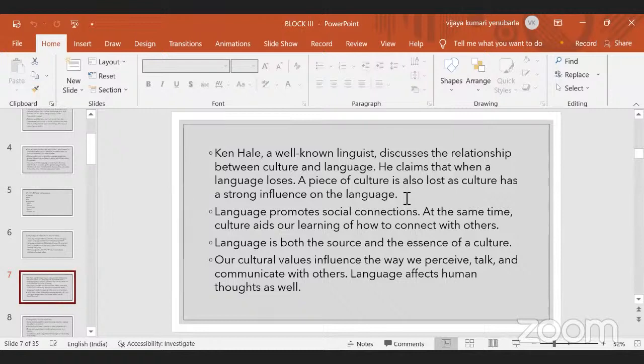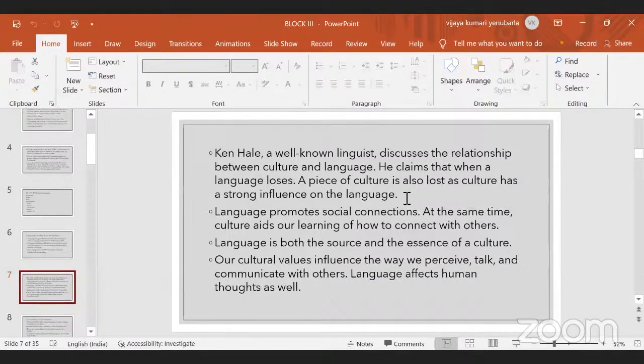Without language, we cannot communicate, no doubt. So by using this language, we are communicating and promoting connections. And culture aids us. Aids means help. Culture aids our learning of how to connect with others. Suppose you go to a school, how you greet your teacher is different. You go to a hospital, how you talk to a doctor, how you talk to your friend, to your parents, your elders, or how you talk to your enemies, right?